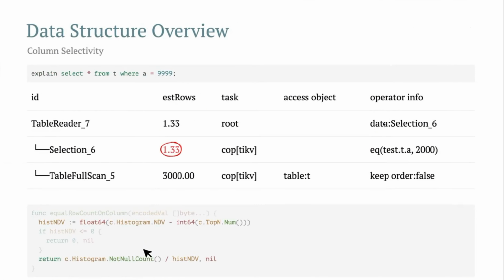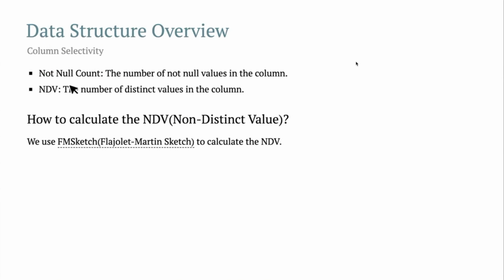Here, the optimizer uses a null count and NDV to make this estimation. I'll explain what NDV and null count are and how we calculate them. The null count is pretty straightforward, right? It's just the number of null values in the column. We can easily get this from TiKV because we know which values are null. But the NDV, aka the number of distinct values in the column, is really hard to tell, right?